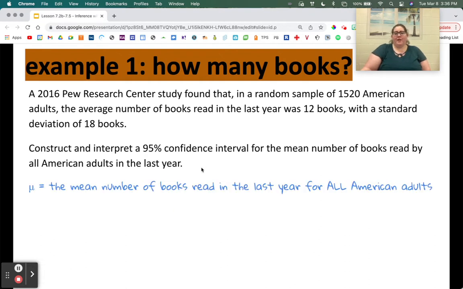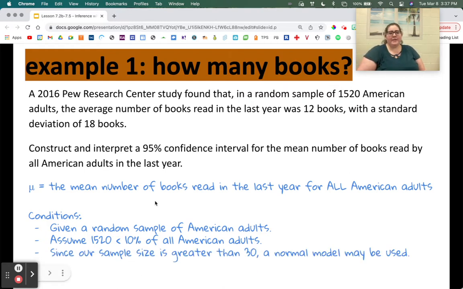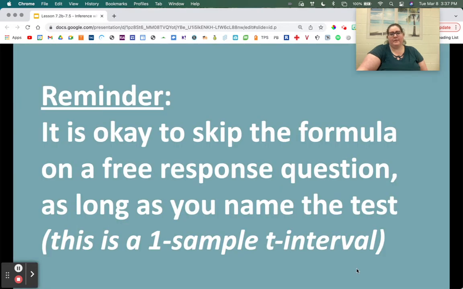So again, we start by defining our parameter. So in this case, mu is our parameter because we're talking about a mean. Mu equals the mean number of books read in the last year for all American adults. Our conditions that we talked about already, we were given a random sample of adults. We can assume that 1,520 is less than 10% of all American adults. And our sample size of 1520 is definitely greater than 30. So that means that we are allowed to use a normal model because we know our sampling distribution would be roughly normal with that big of a sample size.